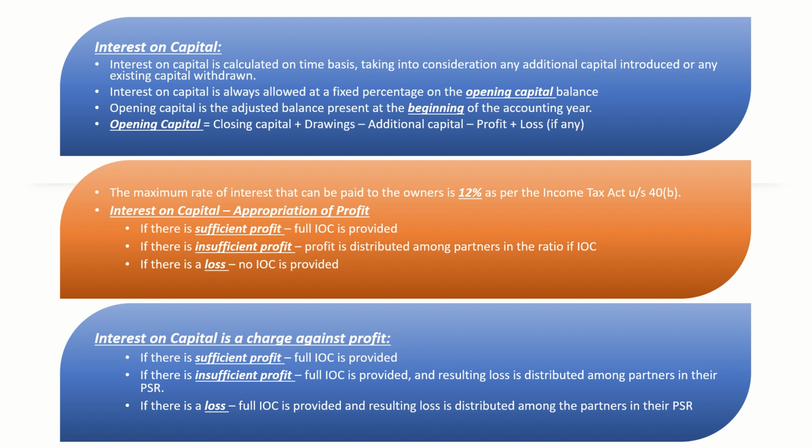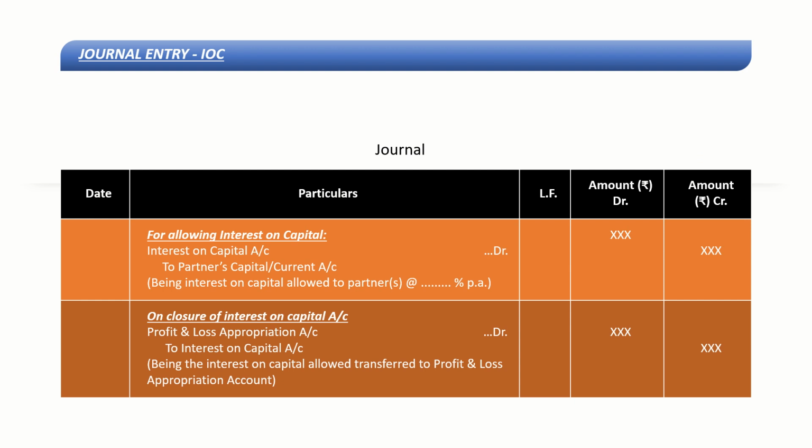However, if the question says that interest on capital is a charge against profit, so in that case, if there is sufficient profit, you provide full interest on capital. If there is insufficient profit, then also you provide the full interest on capital, and the resulting loss that you get is distributed among the partners in their profit sharing ratio. And if there is a loss, then also you provide full interest on capital, and the resulting loss is distributed among the partners in their profit sharing ratio. Be careful, reading the question is important.